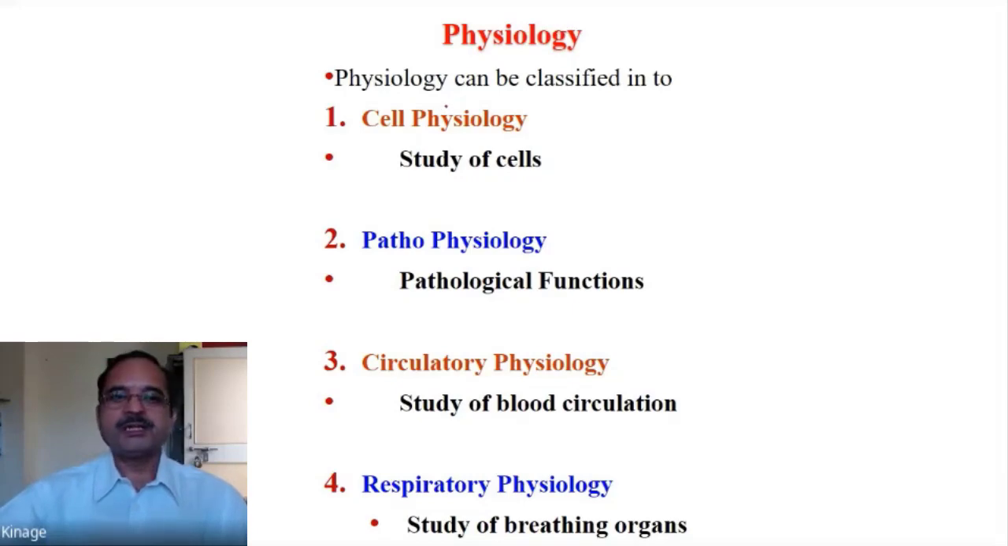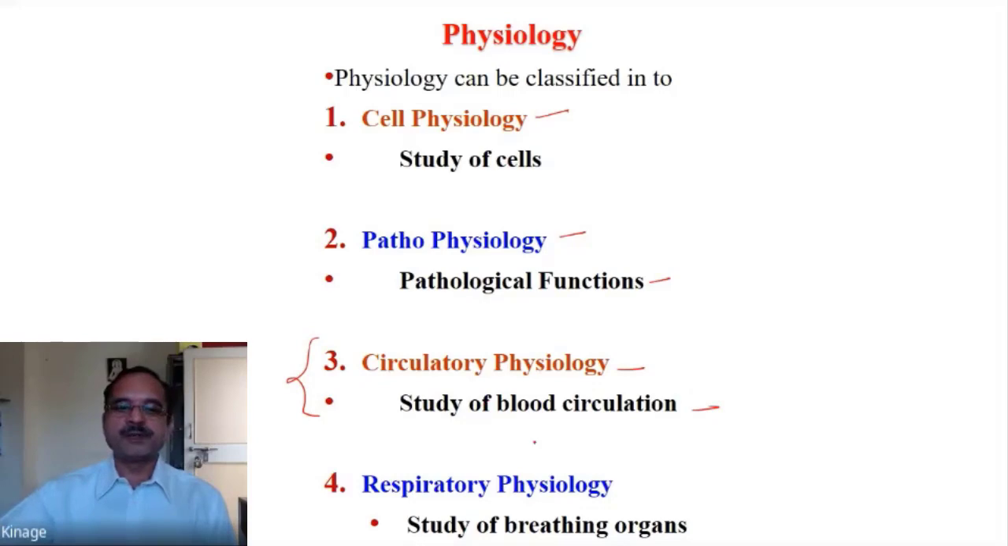So physiology, it is divided into different parts. Cell physiology, that is the study of cells. Pathophysiology, that is study of pathological functions. Circulatory physiology, it is a study of blood circulation. So what we have seen in the previous video, it was about this circulatory physiology. Then the respiratory physiology, that is study of breathing organs.